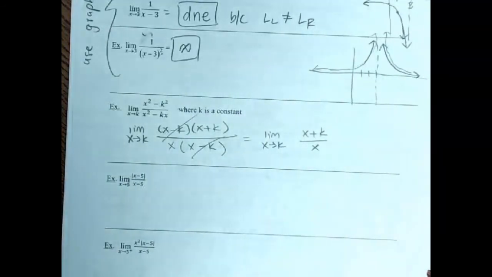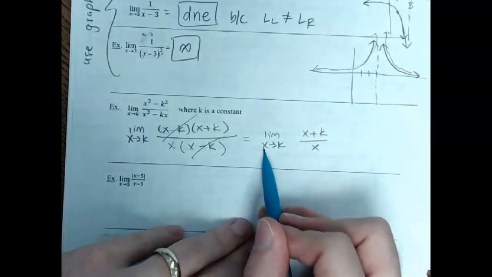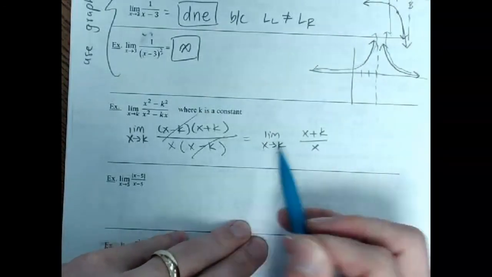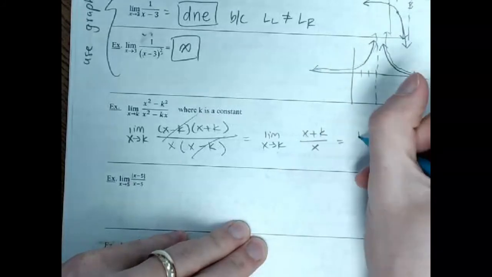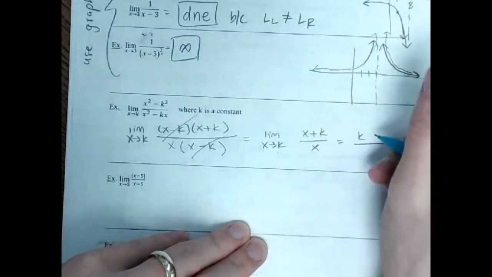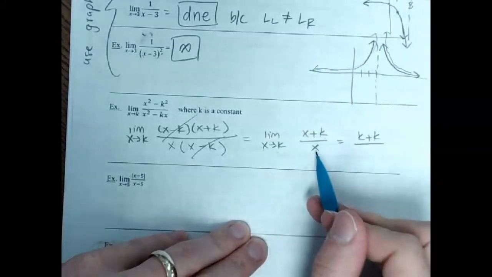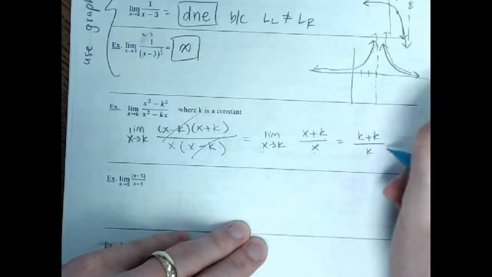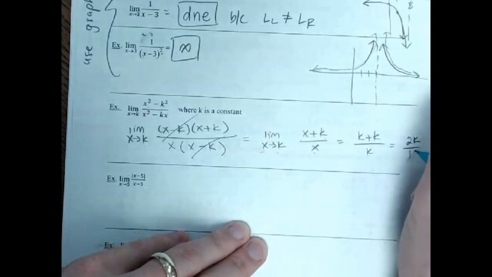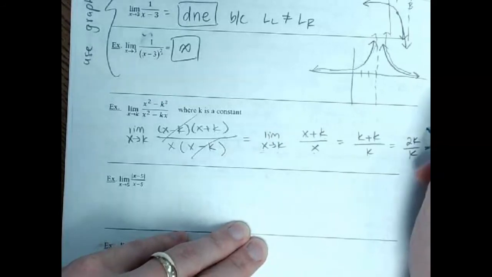And then we can go ahead and evaluate it. So I'm going to change all of my x's to k's. So this x, change it to k. That thing already was a k. This x, change it to a k. So I've got 2k over k, which is 2.